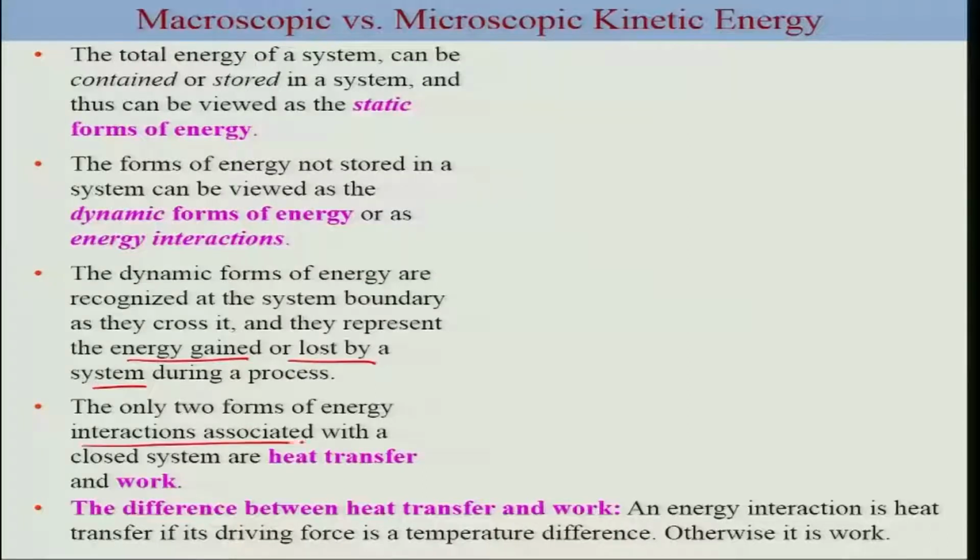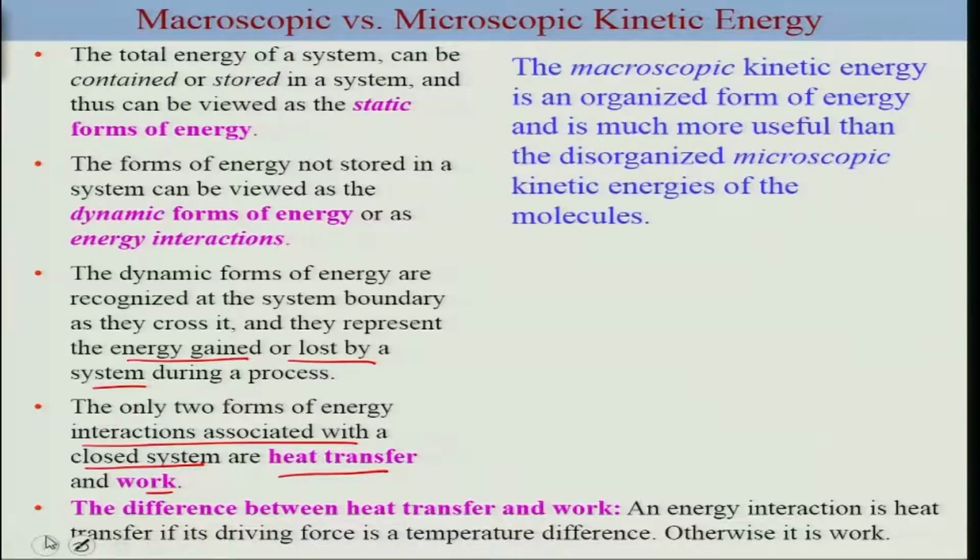The two forms of energy associated with a closed system, which means the mass is not flowing, are heat transfer and work. If there is a temperature difference, let's say between the surroundings and the system, it will be heat transfer. Otherwise, it will be work. So this is an example of a dynamical form, and we'll get into more depth on that.